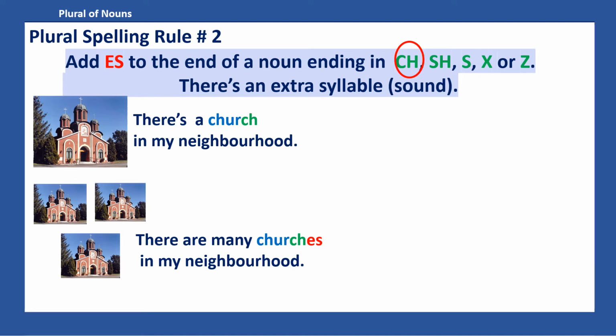So look at the noun church. What's the last 2 letters? ch. So to make a noun that the last 2 letters is ch plural, you need to add es. And when you add es, you are adding an extra syllable, an extra sound. Church, 1 syllable. Churches, 2 syllables.